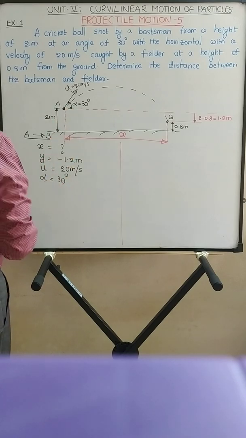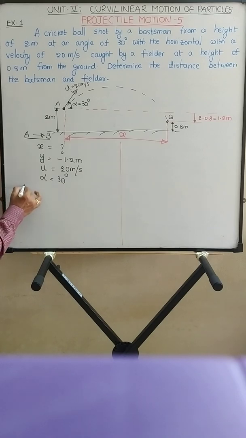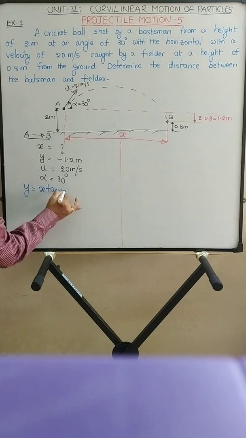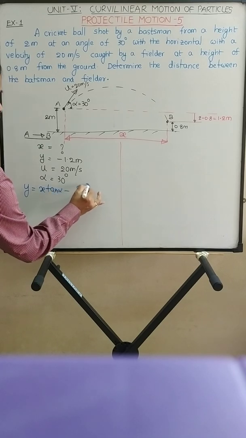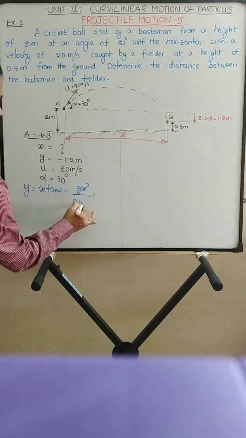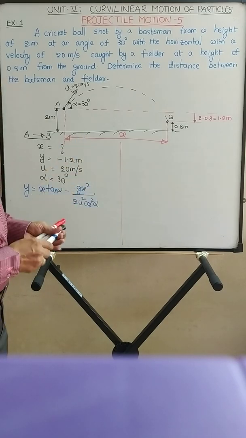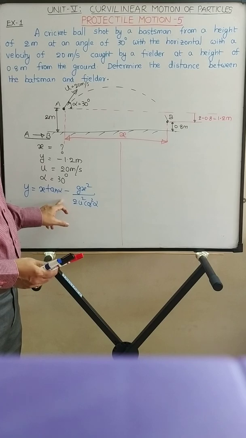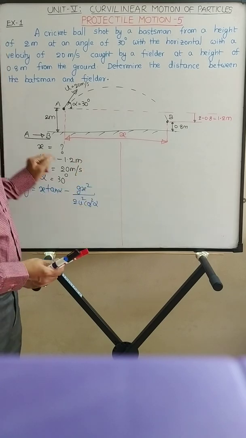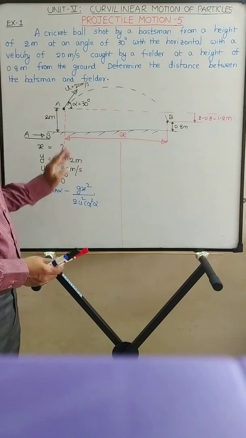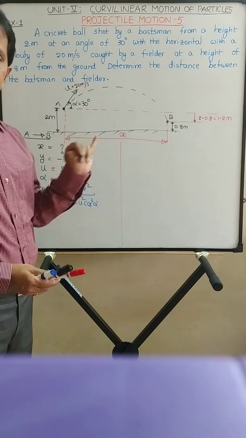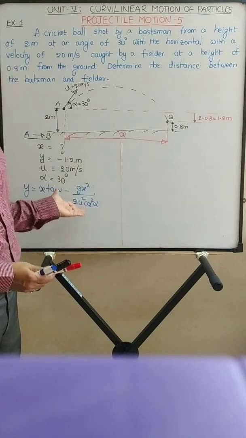So what is the projectile equation? y is equal to x tan alpha minus g x square upon 2 u square cos square alpha. So here in this expression there are total 4 variables: x, y, u, alpha. Out of these 4, if any 3 are known, the fourth one you can find out directly by using this expression.